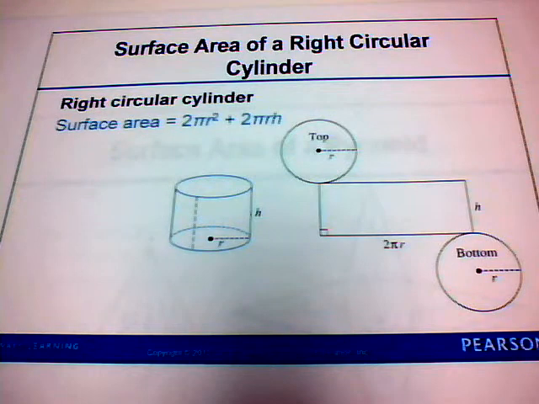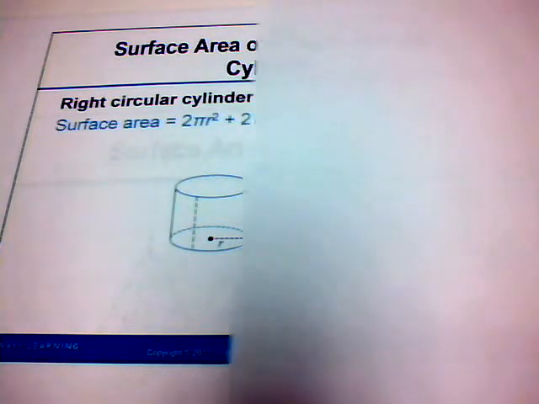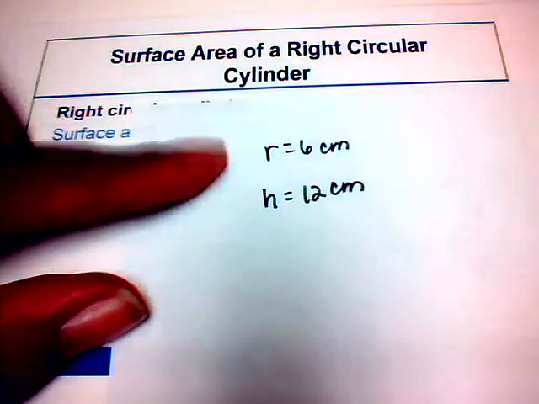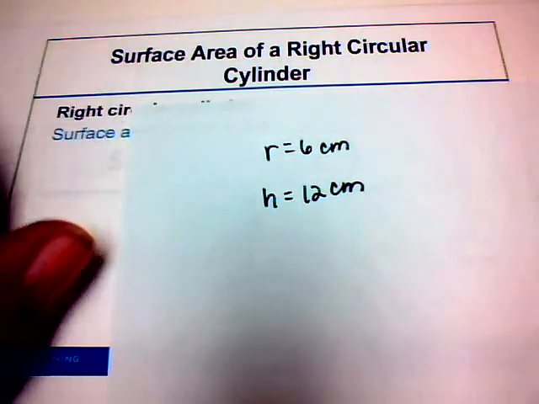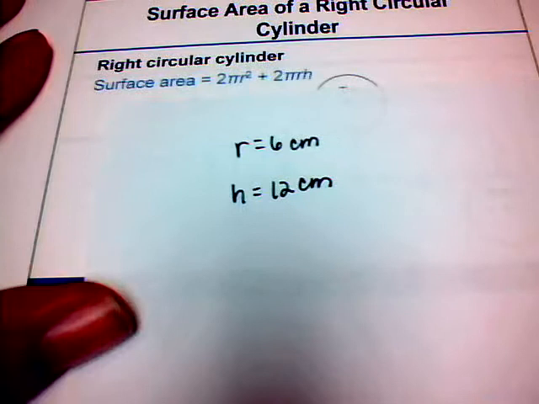Now let's say, for example, I have a right circular cylinder looking like this, and the radius is 6 centimeters. I'm just going to write down the dimensions here. The radius is 6 centimeters. The height is 12 centimeters. And this is going to be for a right circular cylinder here, with a radius of 6 and a height of 12. And I want to find the surface area using this formula.